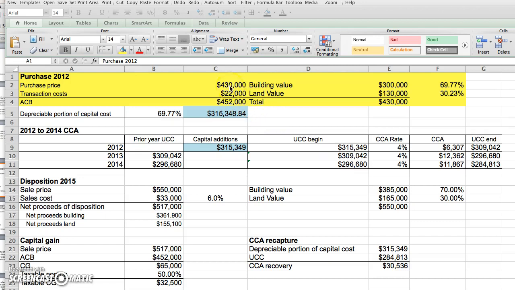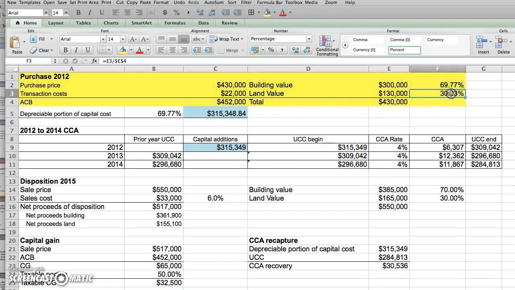We see here that this individual paid $430,000 for the building, $22,000 of transaction costs for a total of $452,000. Now, because we're going to be calculating some depreciation, we need to know what proportion of that is related to the building and what is related to the land that it sits on, because we don't depreciate land and don't take CCA on land.